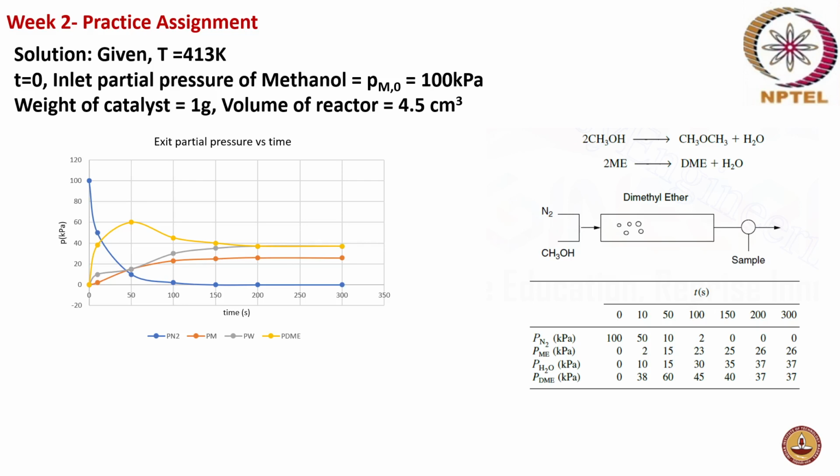Why? Because what happens at time t equal to 0? At time equal to 0, your nitrogen is completely replaced by methanol in the inlet, right? So there is no more nitrogen being given to the reactor, right? Whereas whatever nitrogen was inside the reactor has to come out, and it takes some time to completely come out. That is why it is not going to zero at the exit of the reactor immediately, but takes some 100 or 150 seconds to come out completely.